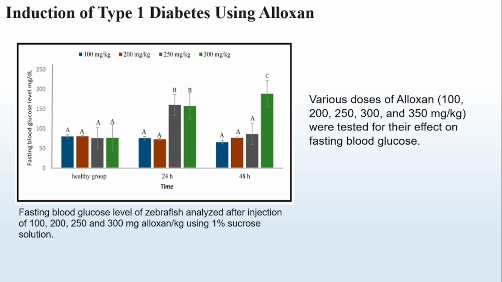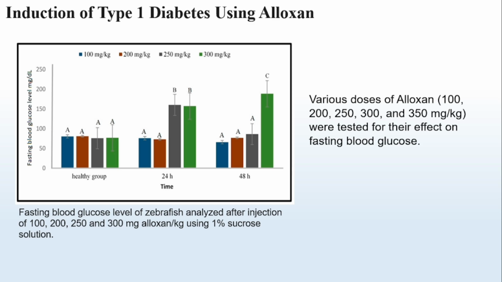And at 48 hours, 300 milligram per kilogram alloxan maintained elevated glucose levels compared to the healthy fish. About the mortality rate, it was 0% for the doses lower than 250 milligram per kilogram. When we use the dose of 300 milligram per kilogram, it's 10% mortality, and it's 70% for 350 milligram per kilogram.